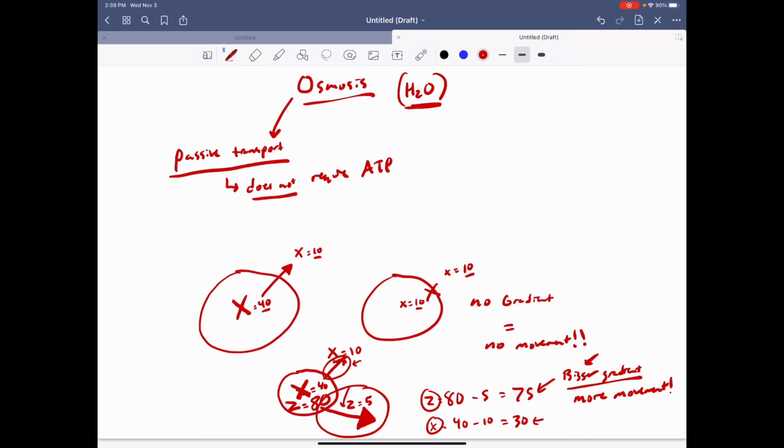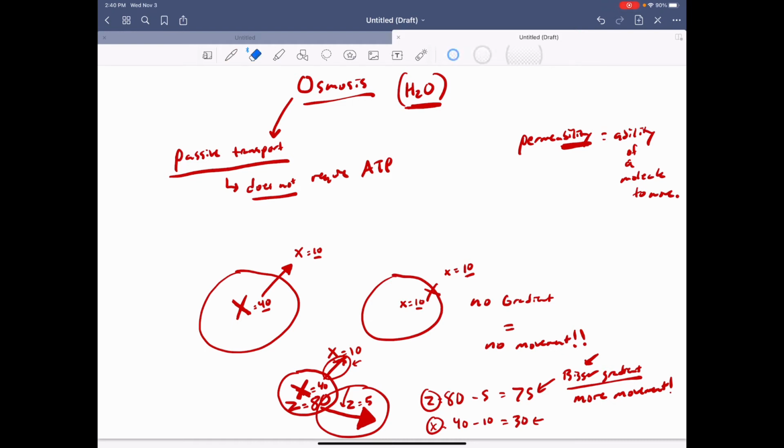So now let's talk about permeability, okay? So permeability, and think permeability, think ability, okay? It's the ability of a molecule to move. Okay, that's what we're going to think about.